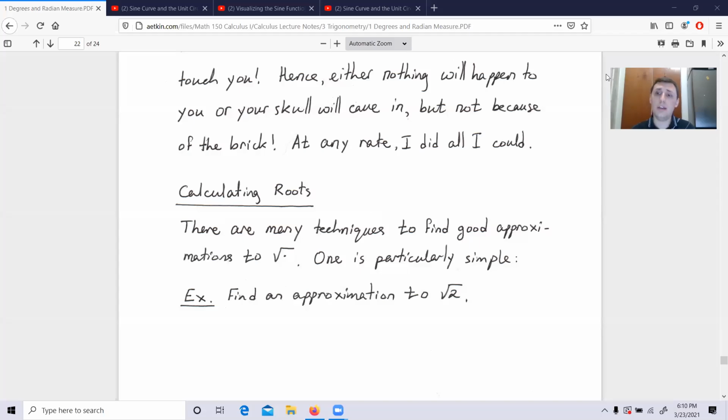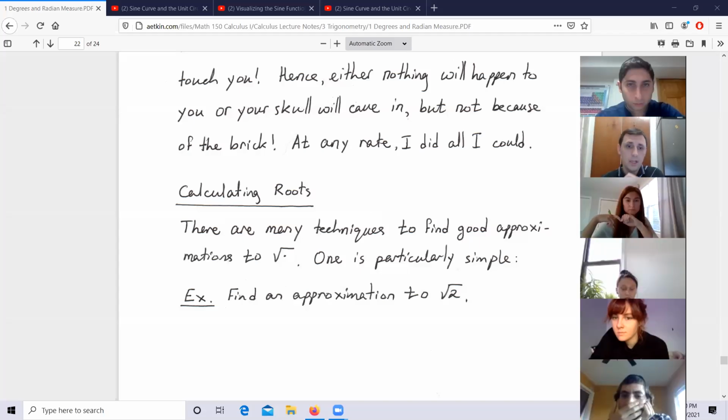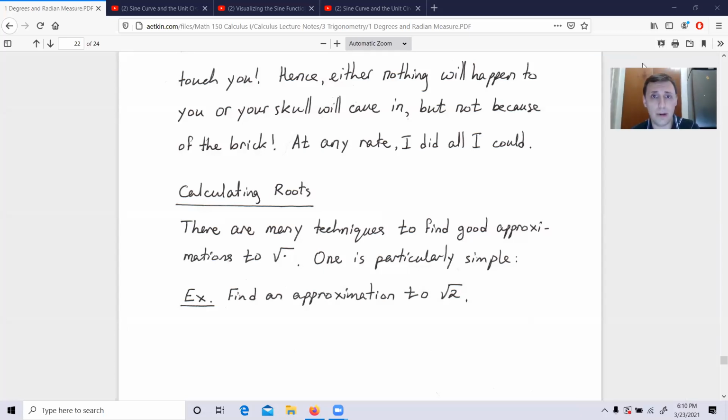All right, guys. So if I'm not mistaken, we finished at the moment where we were trying to calculate square roots, correct? And how would you go about doing that?